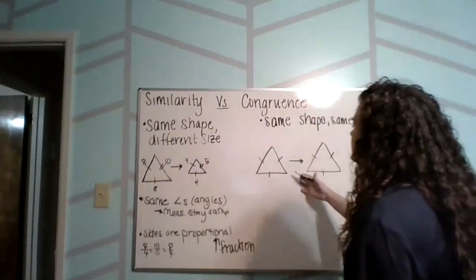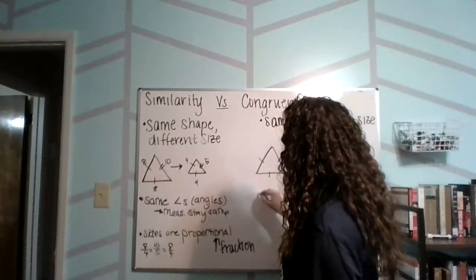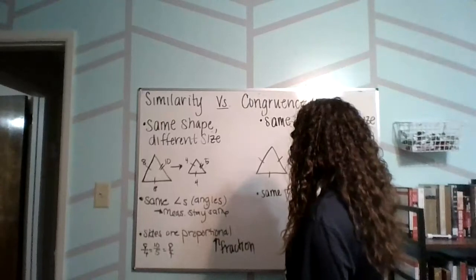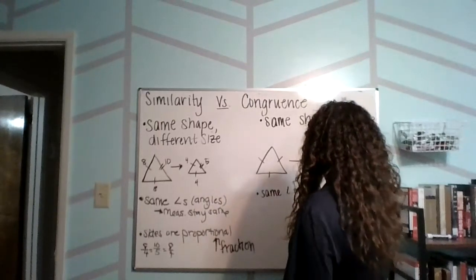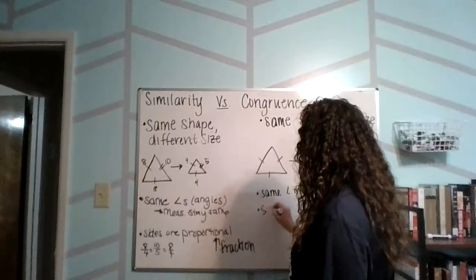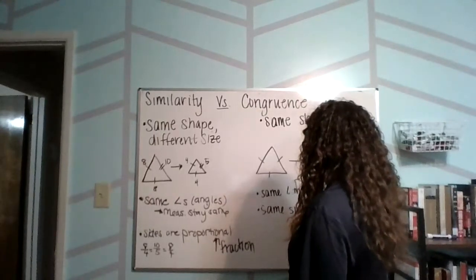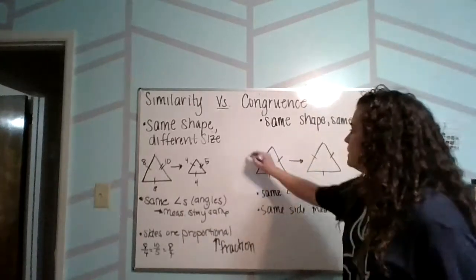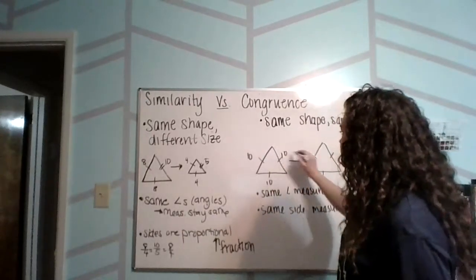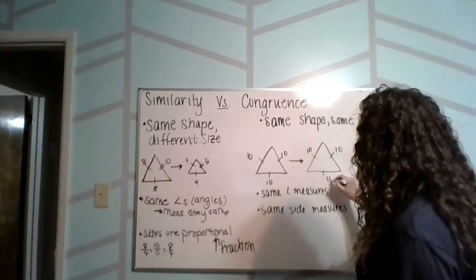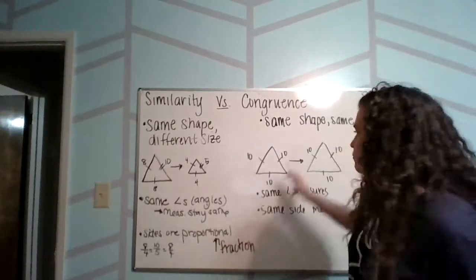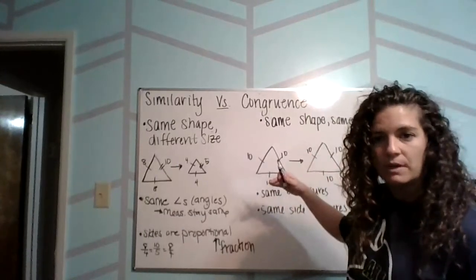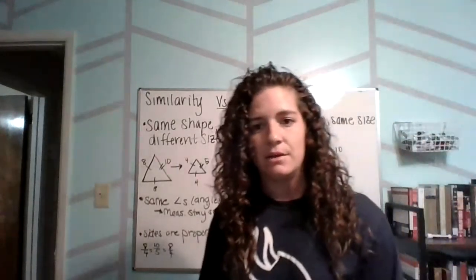In order for them to be congruent, that means they all have the same angle measures, and they all have to have the same side measures. Meaning, if these are all 10, then if these are congruent, the other sides have to be all 10. If one of these sides were 9, then these 2 triangles wouldn't be congruent. Everything has to be exactly the same.